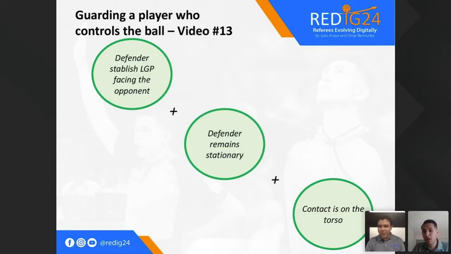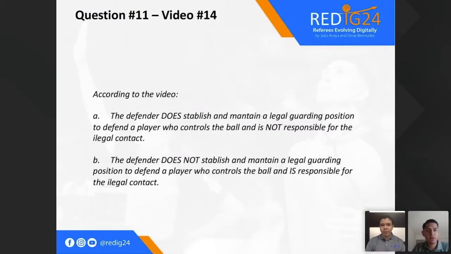So second option, if any of you have any question as well, you can type in the chat. So next video, video number 14, we have basically the same activity. Option A, the defender established and maintained a legal guarding position and is not responsible for the illegal contact. And option B, the defender does not establish and maintain a legal guarding position and he's responsible 100% for the illegal contact. So let's see.